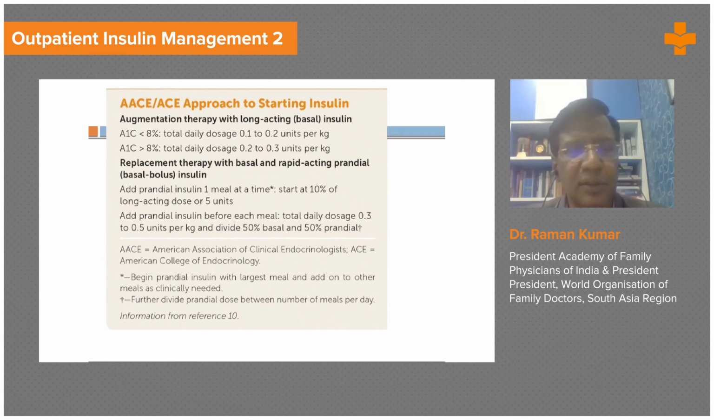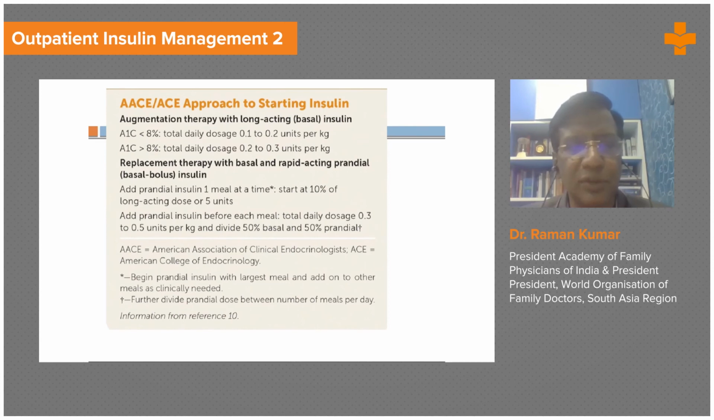There are the American Academy of Clinical Endocrinologists and the American endocrinology departments, and their recommendations are like this. HbA1c, if it is below 8, then what is the daily dose, and if it is above 8, then what should be the daily dose.